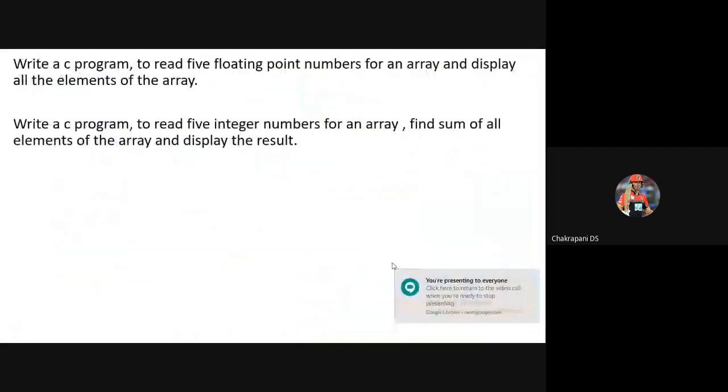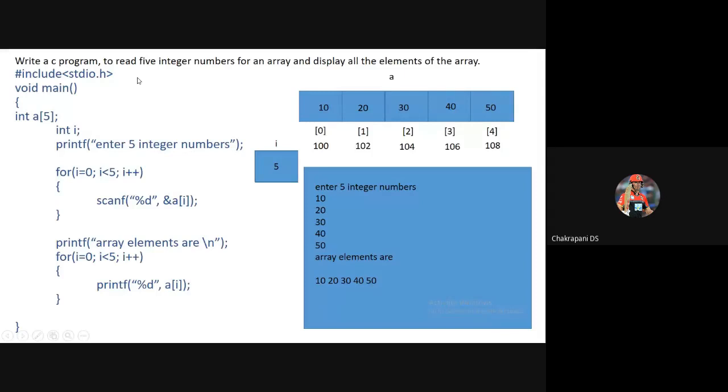Let's check the next program. Write a C program to read 5 floating point numbers for an array and display all the elements. Same thing, same here. I'm reading 5 integer numbers. Only modification is I have to create a floating point array. I have to ask the user to enter floating point numbers. If I'm reading floating point numbers, I have to change this to %f.